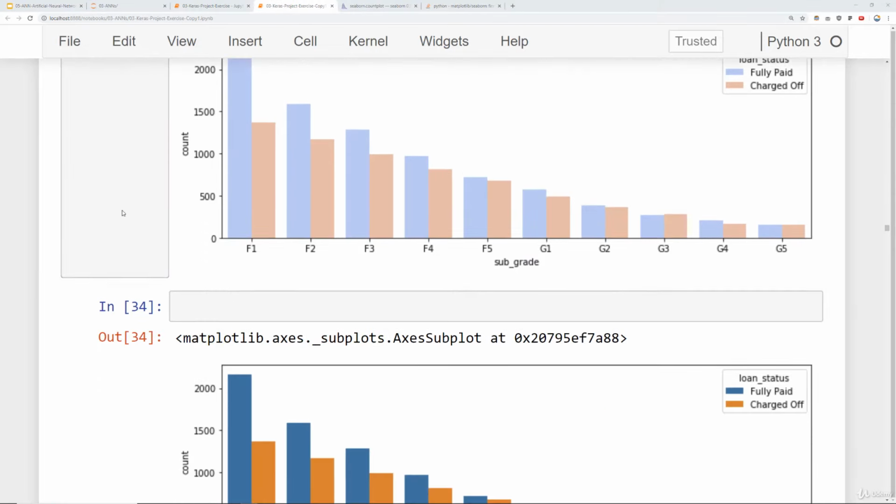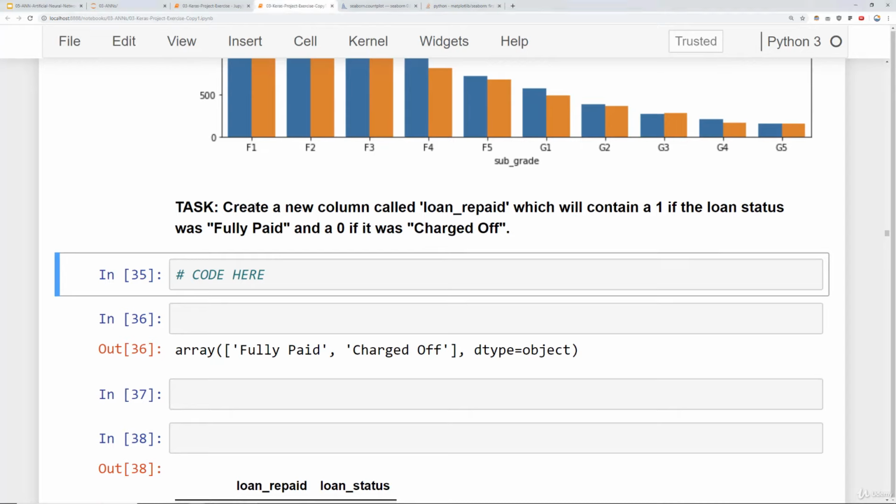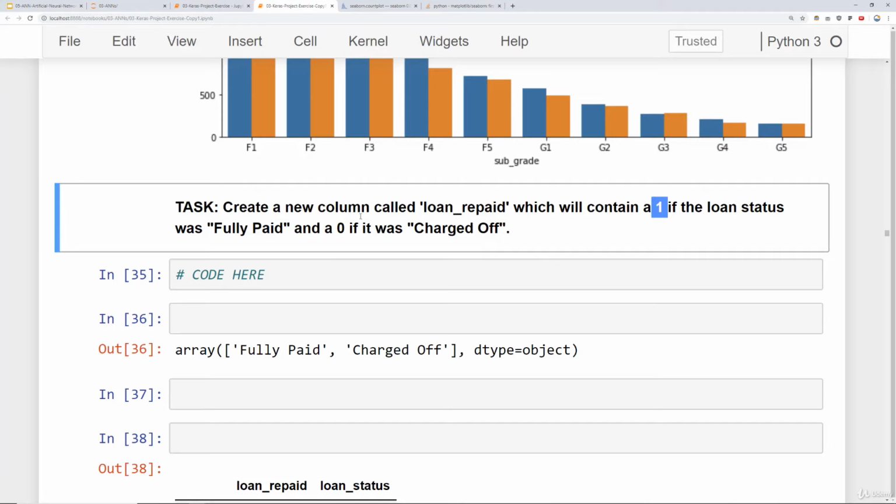Okay, we have one more plot to create. And in order to create it, we have to first complete this task, which is to create a new column called loan repaid, which will contain a 1 if the loan status was fully paid and a 0 if it was charged off. So right now, our label column is strings, and I want to change that to essentially map to a 1 and 0.